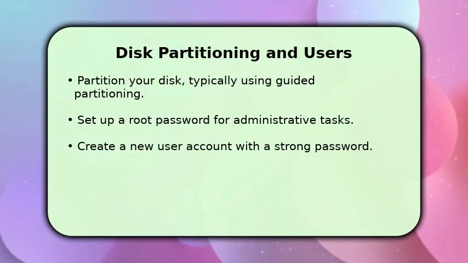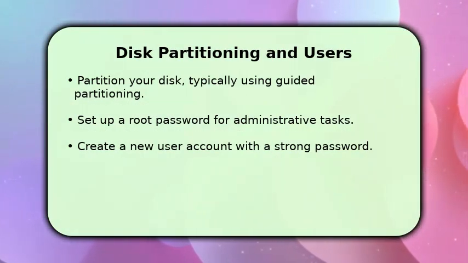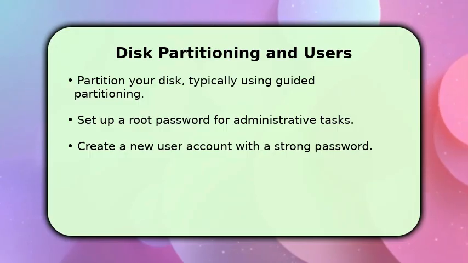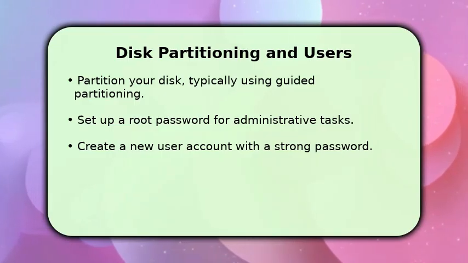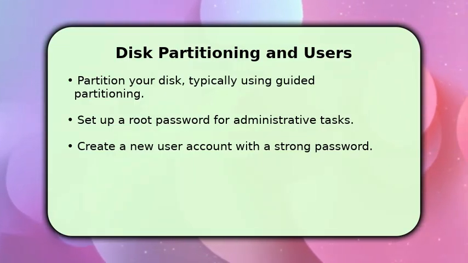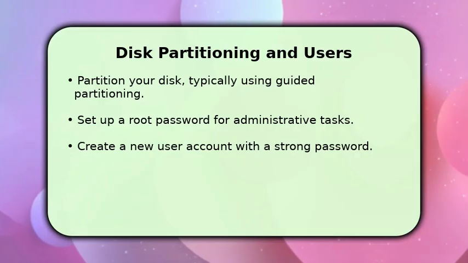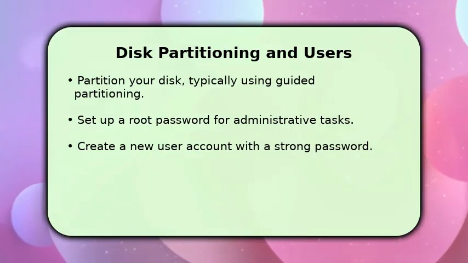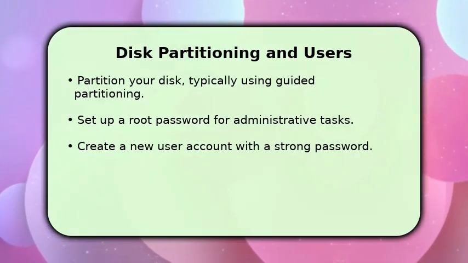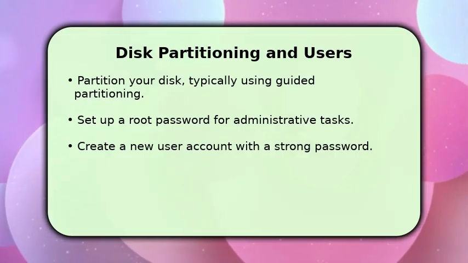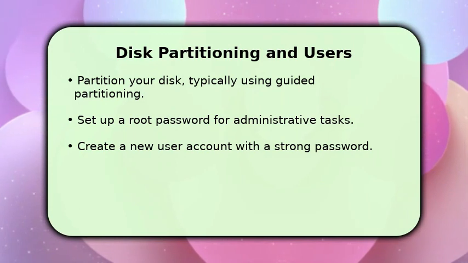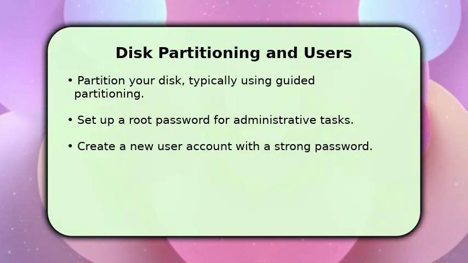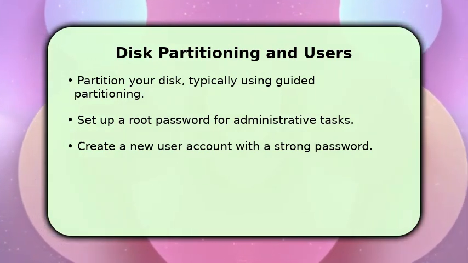The next crucial step involves partitioning your disk. For most users, selecting the guided use entire disk option is the simplest approach, which will create 3 main partitions: root, swap, and home. After partitioning, you'll set a strong root password for administrative access. Then create a new standard user account with its own secure password. Finally, choose your desired desktop environment such as GNOME, KDE Plasma, or XFCE from the available options.